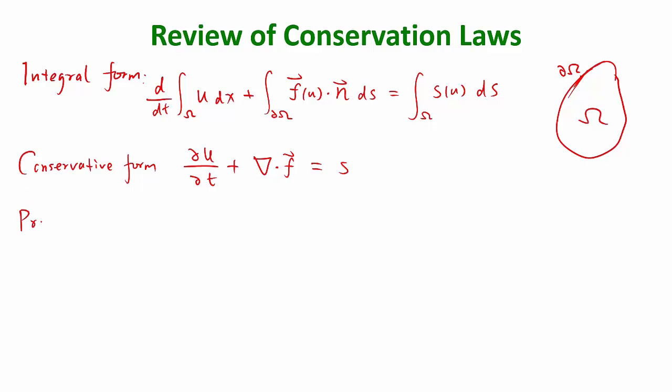We also have the primitive form. The primitive form just takes the divergence of the flux and applies the chain rule. You get partial U, partial t, plus dF/dU, because f is a function of U. dF/dU is a vector field. This dot with the gradient of the conserved quantity is equal to S. That's the primitive form of the governing equation.